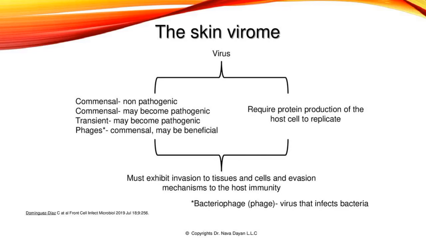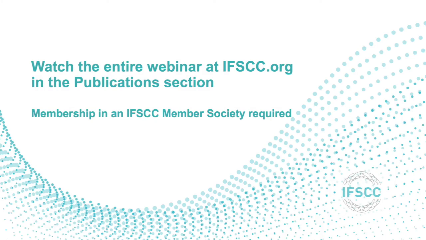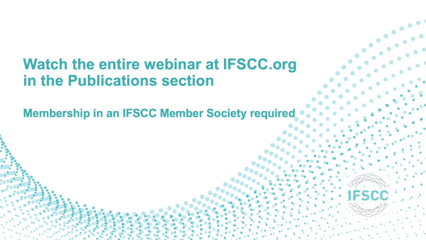Now for the skin virome. Generally speaking, there are four types of viruses. Commensal, that are non-pathogenic, commensal that become pathogenic, transient that may become pathogenic, or phages that are viruses that infect bacteria but not human cells and that may be beneficial. Unlike bacteria, viruses require living cells that they can invade into and be able to replicate.